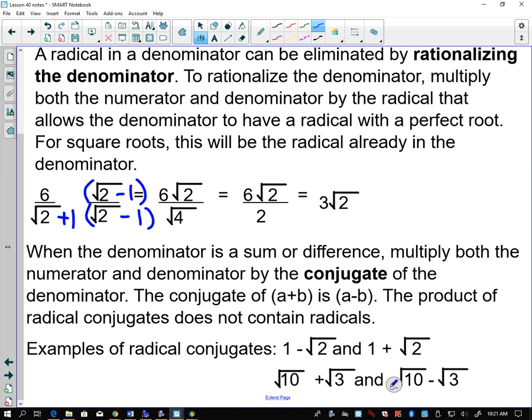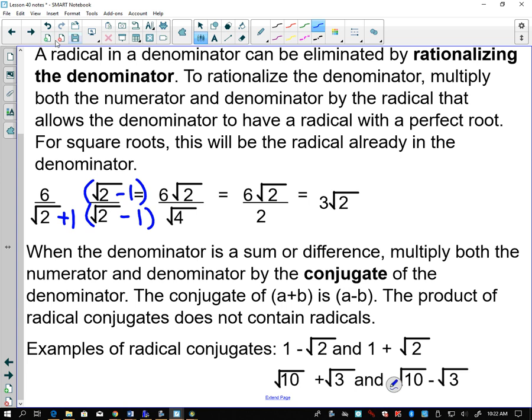The conjugate is exactly what I have, except with the opposite sign between those two. So it's the opposite operation. If it's addition in here, it becomes subtraction over here. If it's subtraction over here, it becomes addition in the conjugate. The product of radical conjugates does not contain radicals because, as I just explained, anytime I'm multiplying a radical by its like radical, that cancels out the radical.